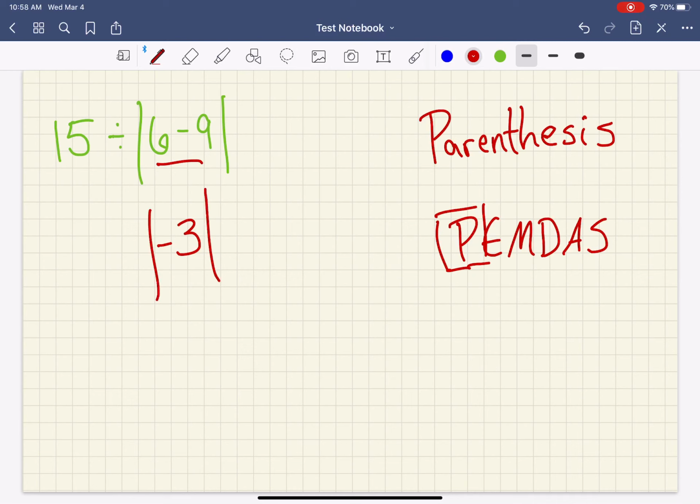We still have the absolute value here, and then we have 15 divided by that. So next, you might remember, is just take the absolute value of it, because we still have to get that down to its simplest form where it's in the parenthesis. So we have 15 divided by 3, and that is going to be 5.